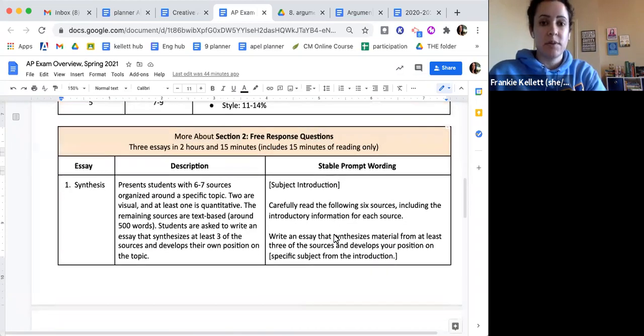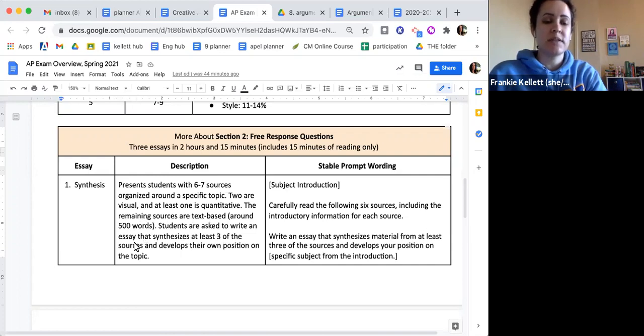Now I want to tell you a little bit more about the free response questions. Okay, so the first essay is a synthesis essay. It gives students 6 to 7 sources organized around a specific topic. 2 of the sources are visual and at least 1 is quantitative, meaning some kind of data. So it could be a chart, it could be a graph, something like that. The remaining sources are text-based, around 500 words.